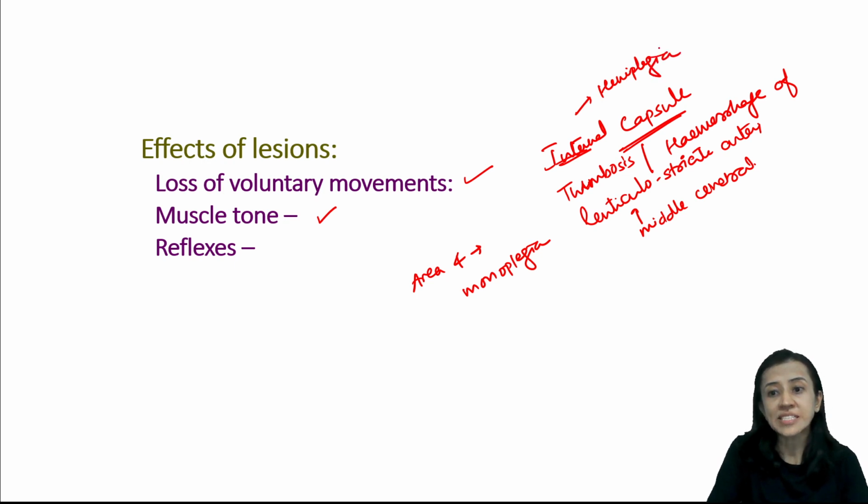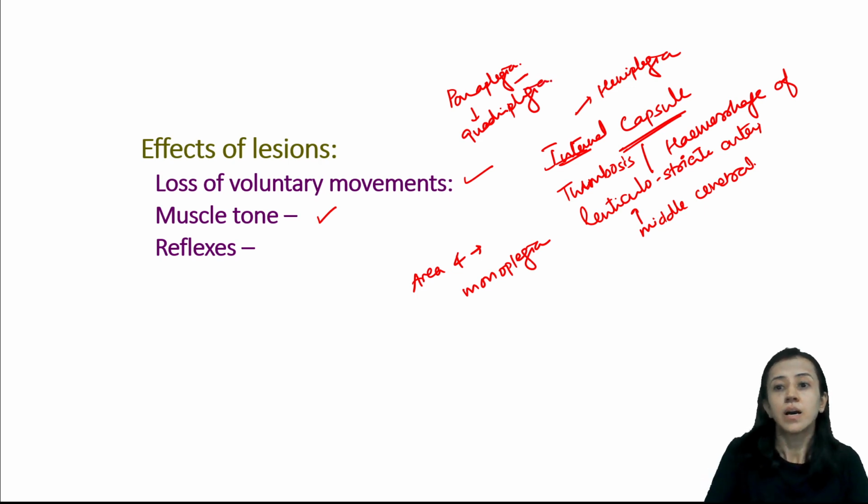Damage at the brainstem level: when there is a lesion in the tract at the level of the brainstem, that results in paraplegia, paralysis of the lower limbs. Sometimes it may produce quadriplegia also, where all four limbs are paralyzed. Upper motor neuron and lower motor neuron, we will discuss in detail.